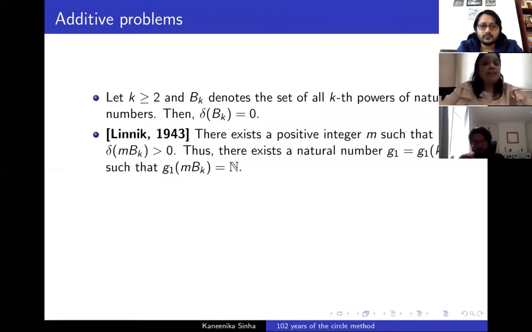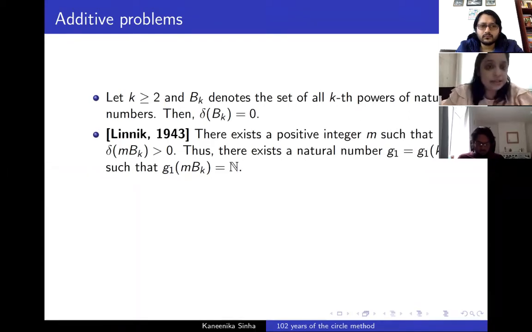But in 1943, Linnik showed the following theorem. Well, the Schnirelmann density of b sub k may be 0, but you can find some positive integer m so that m times b_k would have positive Schnirelmann density. And once you do that, then you can apply Schnirelmann's theorem to m times b_k rather than just b_k.